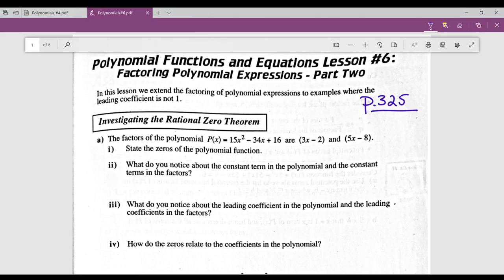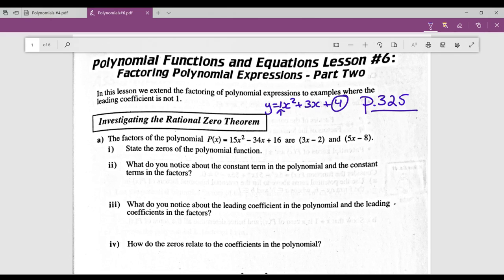Hello everyone, we're on page 325, lesson number 6. It's a continuation of lesson number 7, where we learned to factor polynomial expressions that were higher than quadratics, degree 2. But we were looking at things like this, where the leading coefficient here is 1, all right? And so we only had to look at factors of the constant term at the end.